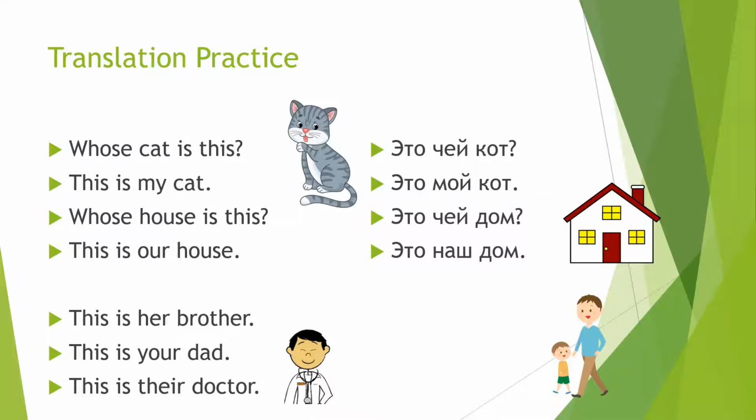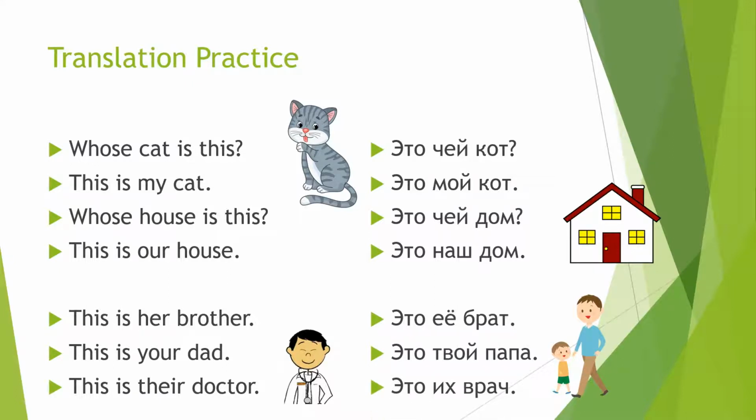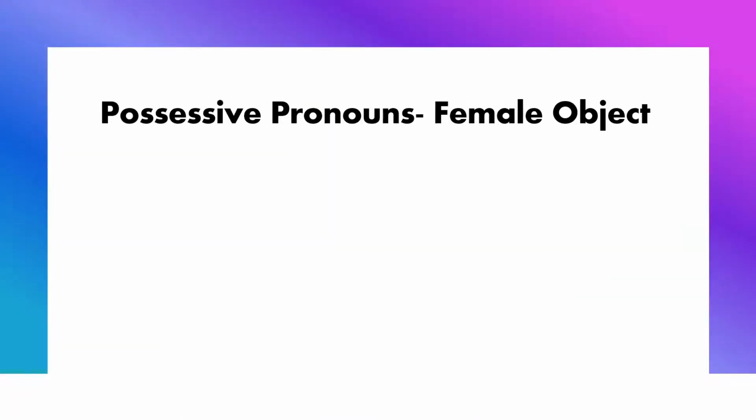Next we have, this is her brother. How do we translate that? Это её брат. This is your dad. Это твой папа. And that is in the informal you. This is their doctor. Это их врач. Okay? So hopefully this is clear with these examples. Practice, review. Those are for possessing male objects. Next, we're going to look at possessing female objects and how to change those possessive pronouns.